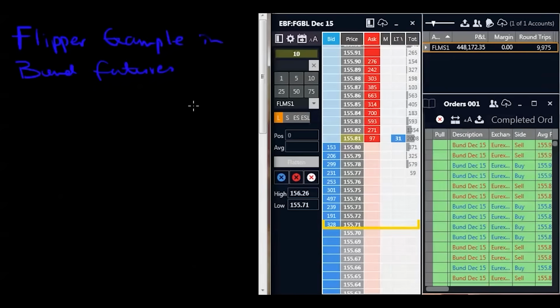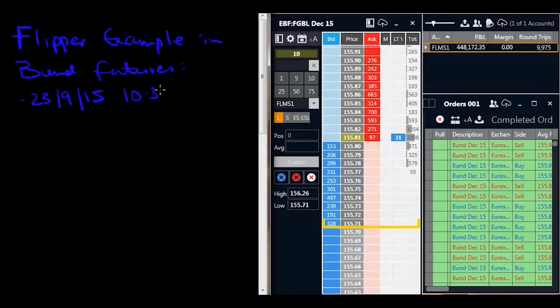If you want to look back on the day to see the structure and how the market was trading, it was the 23rd of September 2015, around 10:35 to 10:40 a.m. If you wanted to look back on your charts to see the context of the market and how we were trading back then, maybe it'll give you an indication of what he might have been doing there.